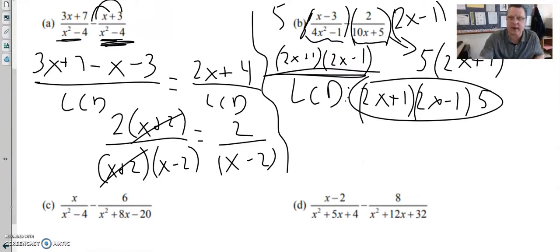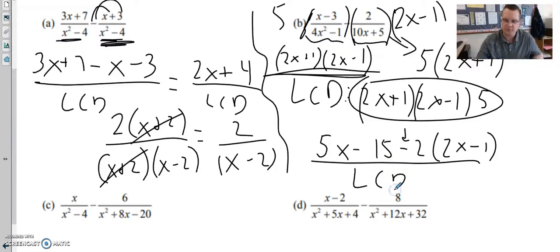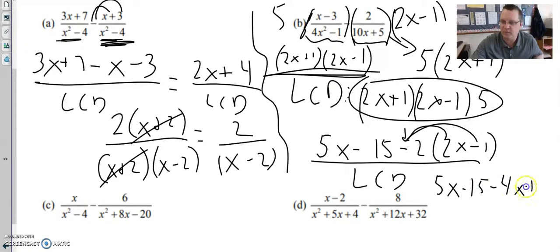So then I have 5x minus 15 minus 2x minus 1. I show this because I don't want you to lose this subtraction. This is all over the LCD. Now we're going to send this through. So that is going to be 5x minus 15 minus 4x plus 2 all over your LCD.